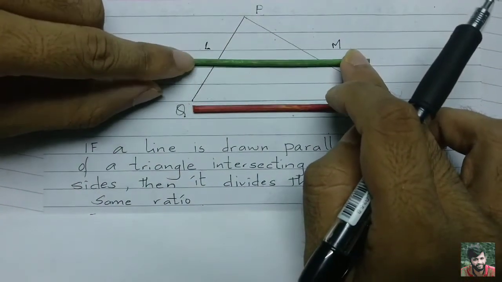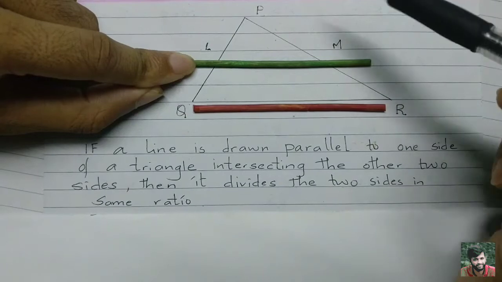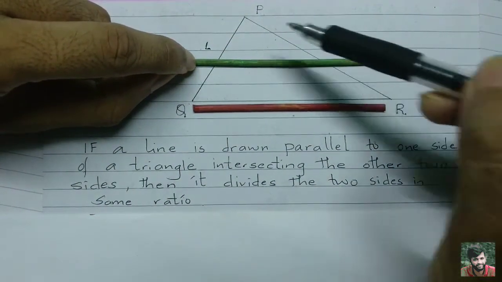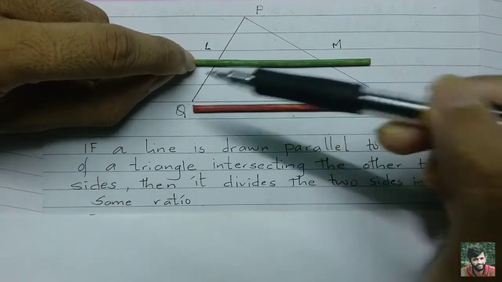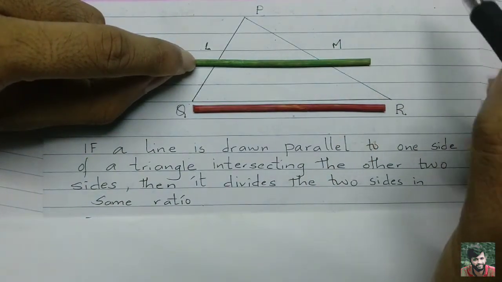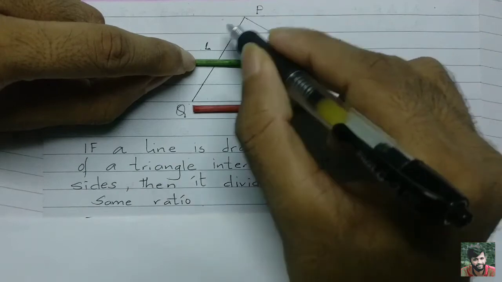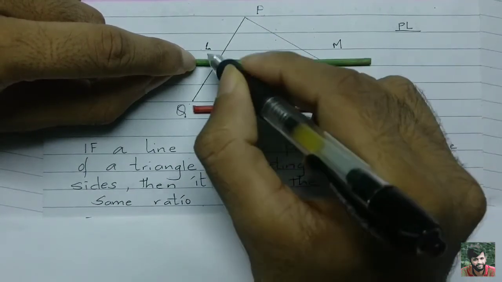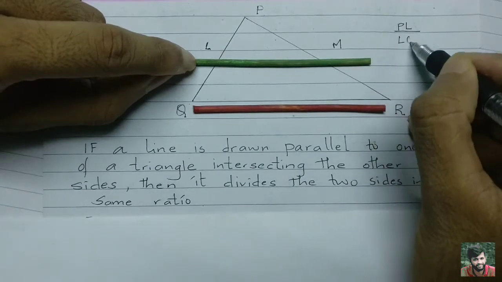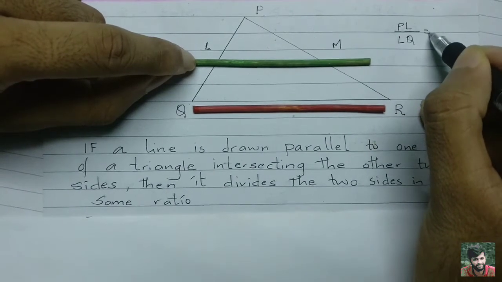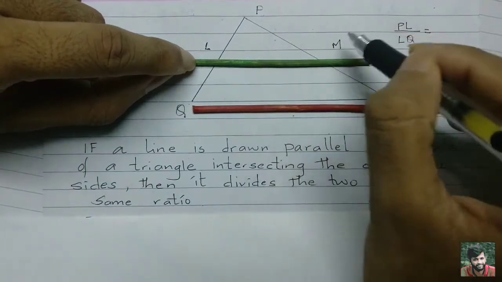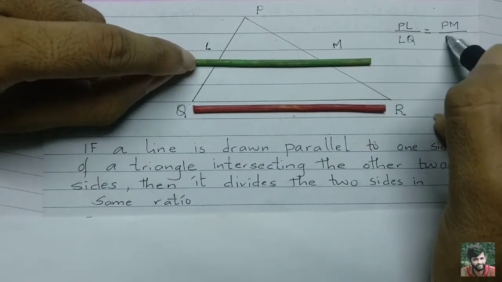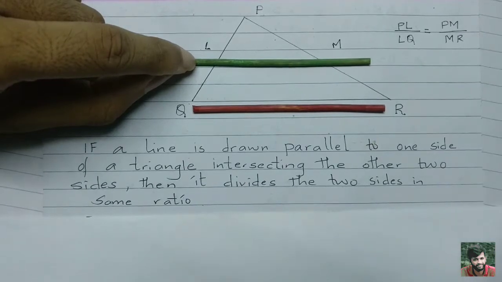Now, it is dividing the other two sides, right? So the other two sides will be PR and PQ. It divides them in the same ratio. That means I can write PL upon LQ is equal to PM upon MR.